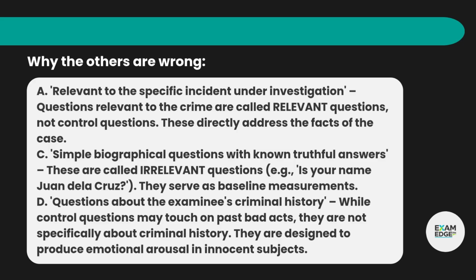A. Relevant to the specific incident under investigation. Questions relevant to the crime are called relevant questions, not control questions. These directly address the facts of the case. C. Simple biographical questions with known truthful answers. These are called irrelevant questions, e.g., is your name Juan de la Cruz? They serve as baseline measurements. D. Questions about the examinee's criminal history. While control questions may touch on past bad acts, they are not specifically about criminal history. They are designed to produce emotional arousal in innocent subjects.